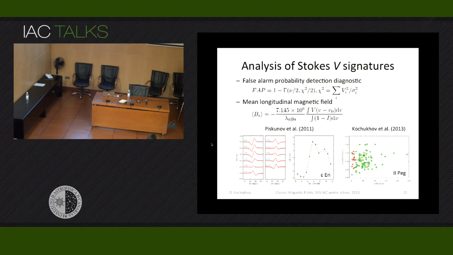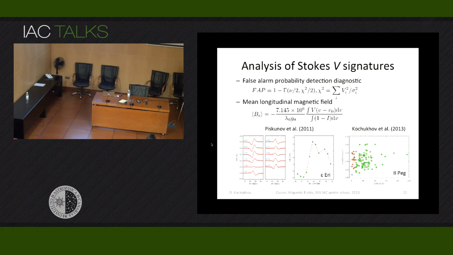Gamma is the incomplete gamma function. Mu is the number of degrees of freedom, just the number of points in the LSD profile. And this is chi-square, the square of the signal divided by the error bars. So this gives us the probability of detection of the signature, and 10 to the minus 5 is what we usually require to say that a detection is definite.